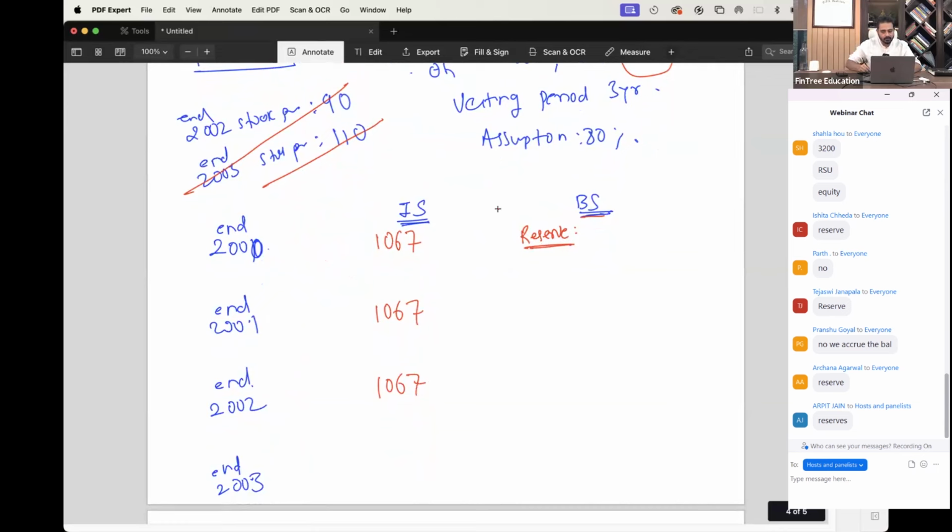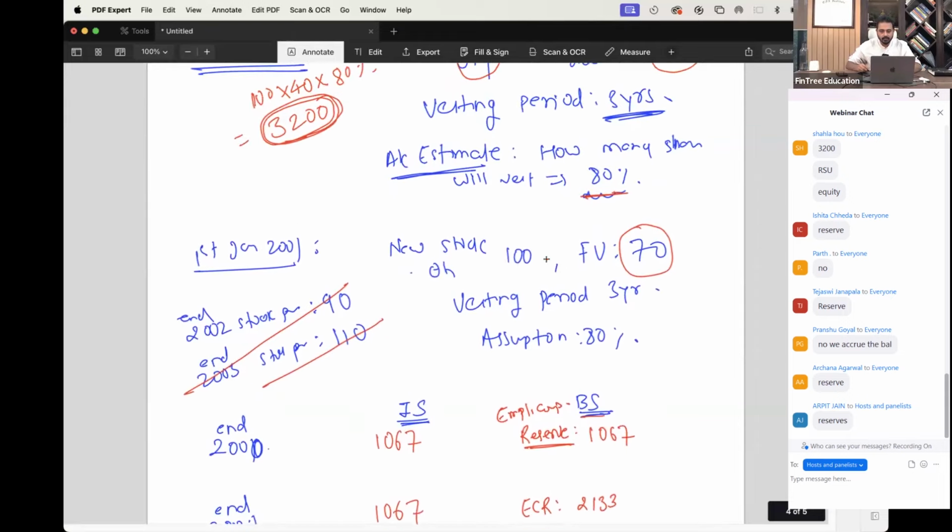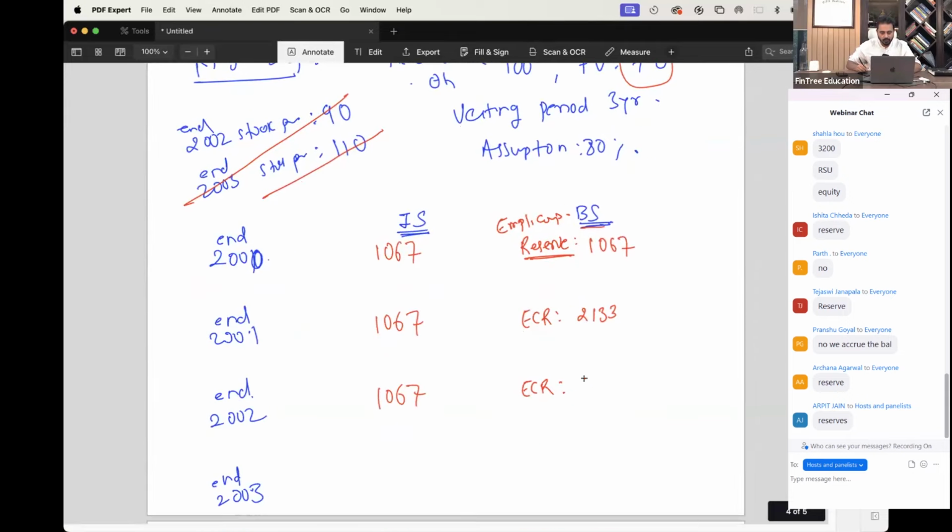What is this reserve called? This is called employee comp reserve. Employee compensation reserve. First year, I will have 1067. Let's call it ECR, employee comp reserve. Next year, that 1067 will get accumulated. Correct? So 1067 plus 1067, how much is it? 2133. And then third year, that 2133 will further accumulate 1067. So third year, that number will become 3,200.